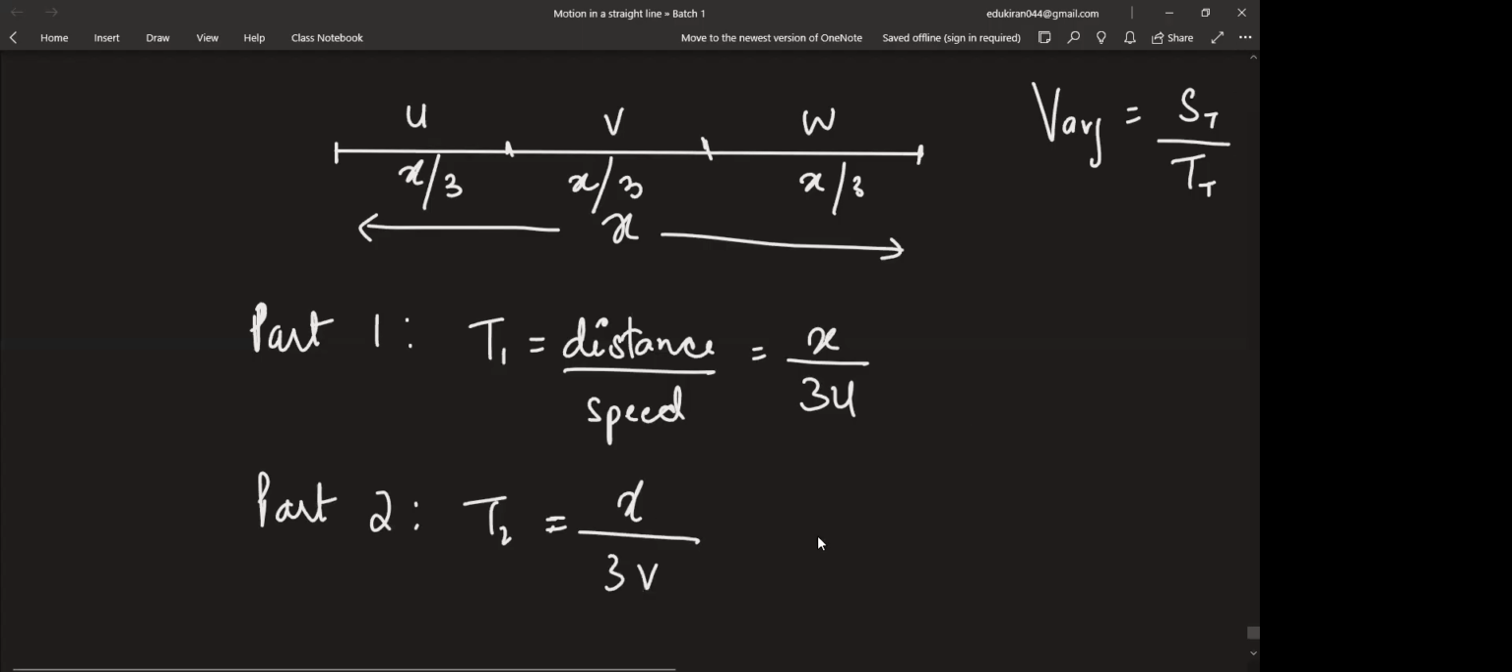Similarly, the part 3, just understand first, Shama, then you can copy it. This is x by 3 into w. You have all the times ready.